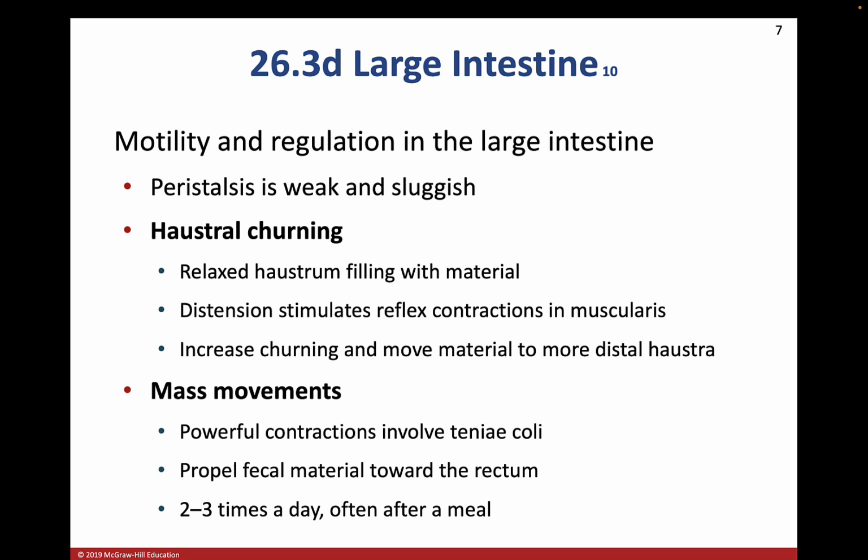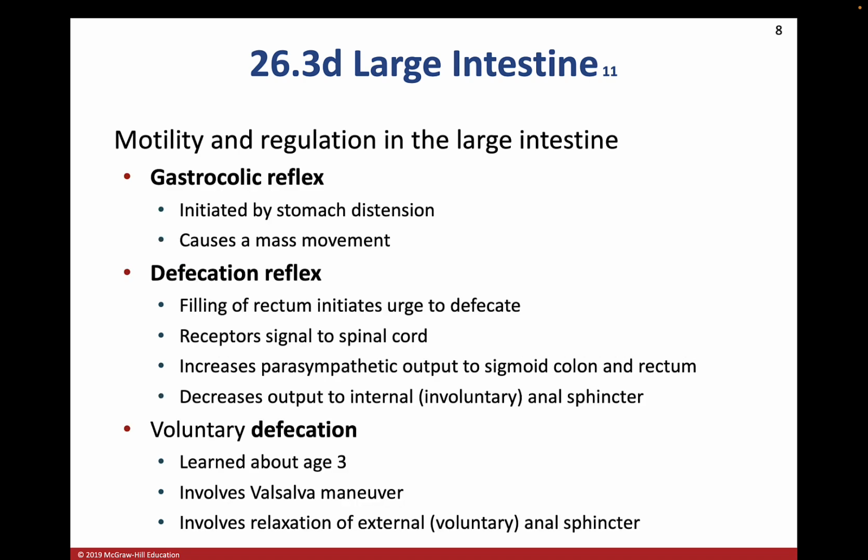Mass movements are due to the powerful contractions of the taeniae coli. These contractions propel fecal matter towards the rectum. This generally occurs 2 to 3 times per day, usually after a meal.